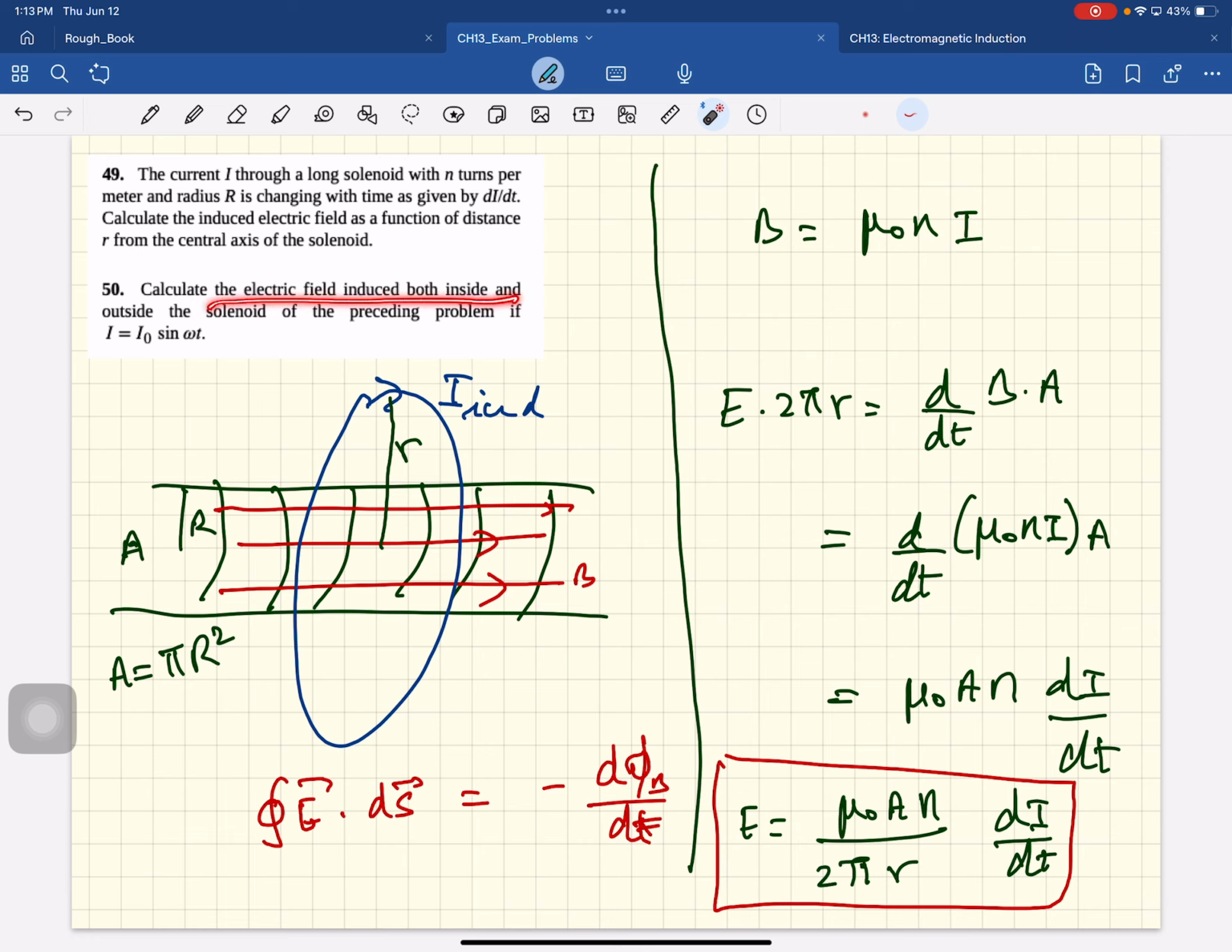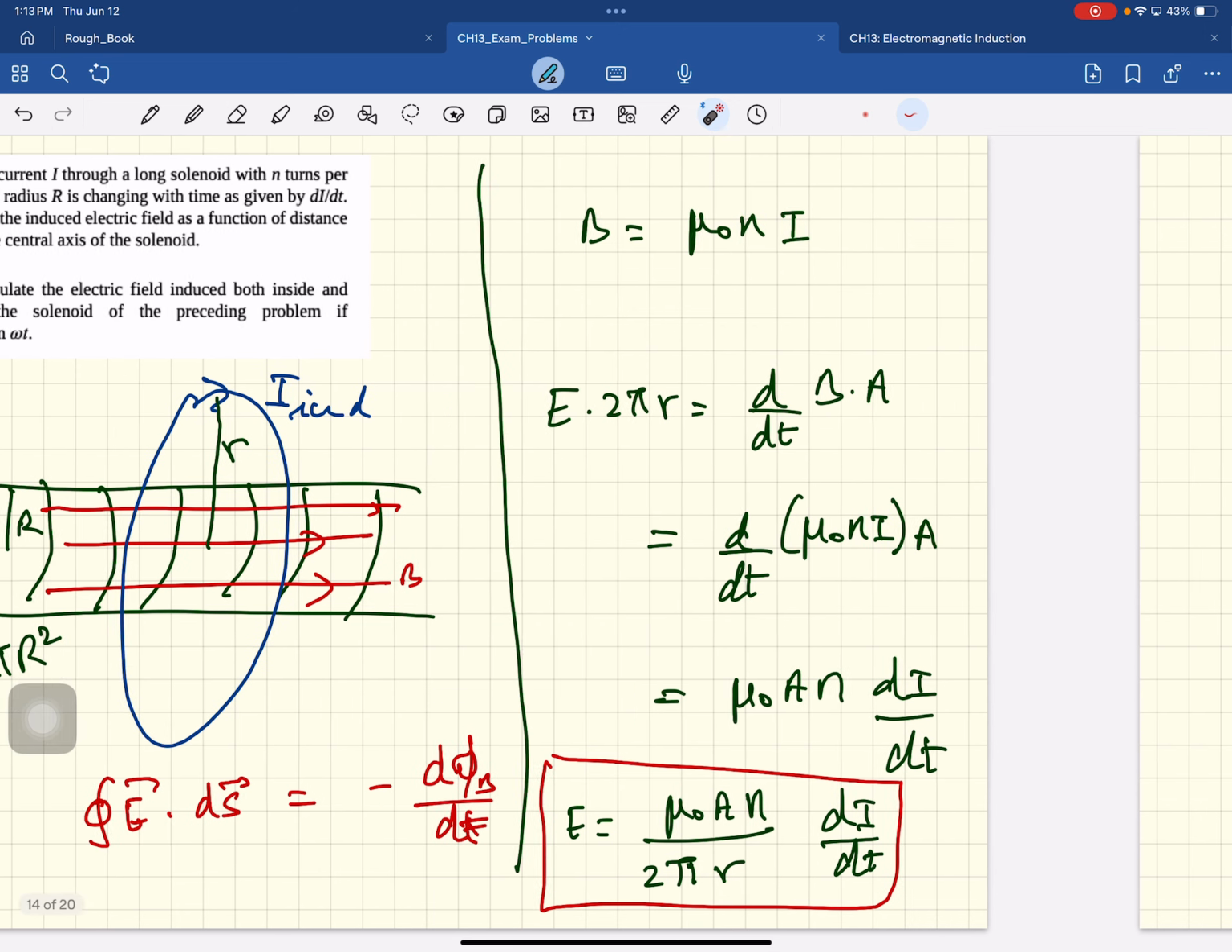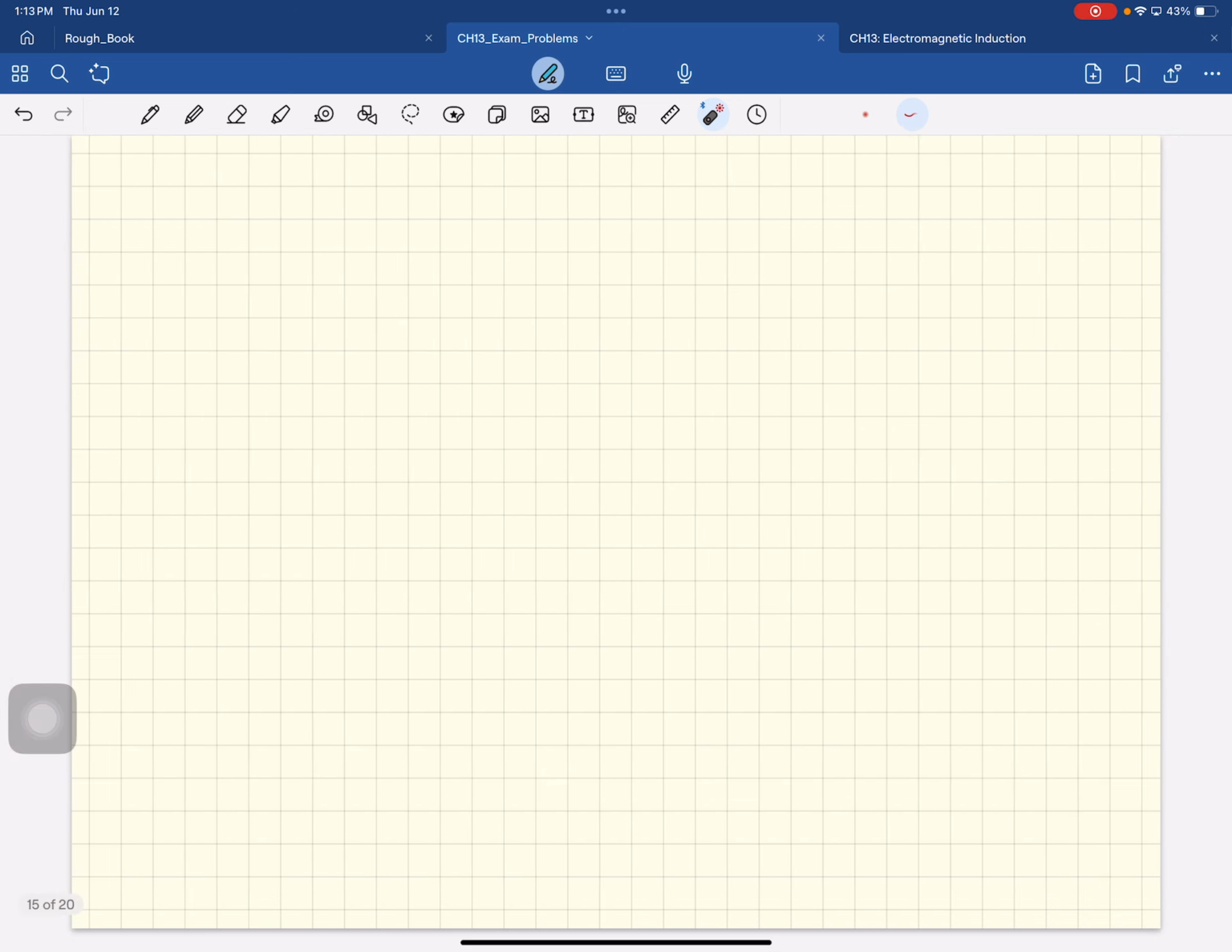Now calculate the electric field induced inside and outside the solenoid. So we'll do inside the solenoid. Let's see what changes. So we'll call it part B, inside the solenoid.